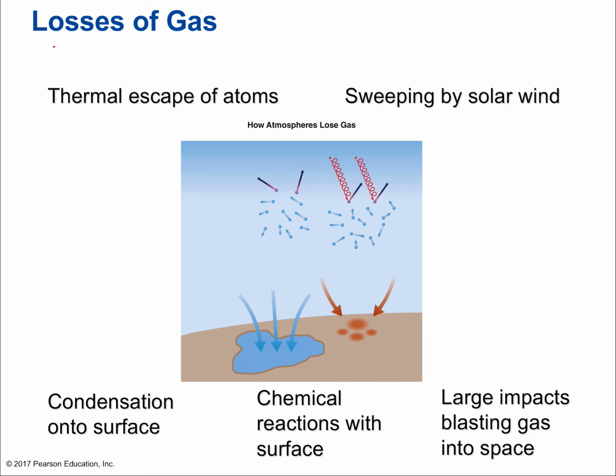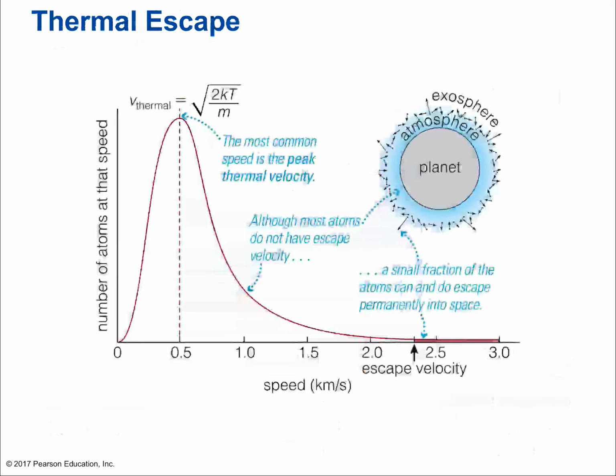All right. We can also have loss of gases. So thermal escape of atoms, right? They can escape into space. They can be swept away by the solar wind if the magnetic field isn't strong enough. They can condense on the surface, thus leaving the atmosphere and becoming a solid. Chemical reactions with the surface can bind them to other molecules, also effectively taking them out of the atmosphere. And then large impacts blasting gas into space. That's basically a way to give a big amount of energy to a few gas molecules, giving them escape velocity from that planet or world.